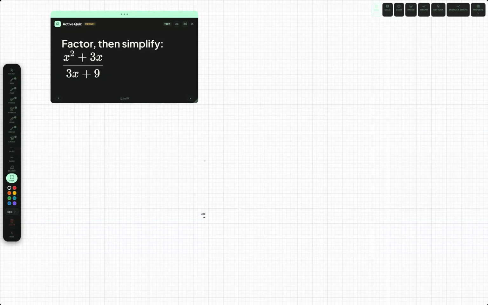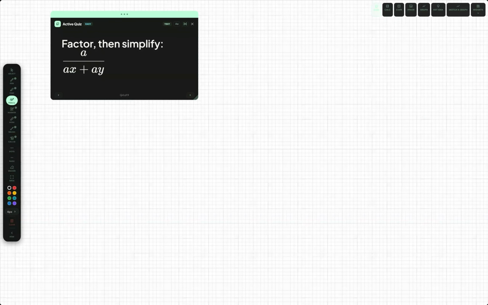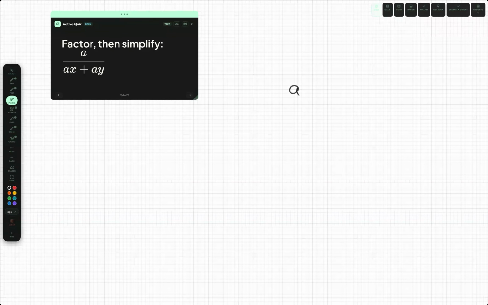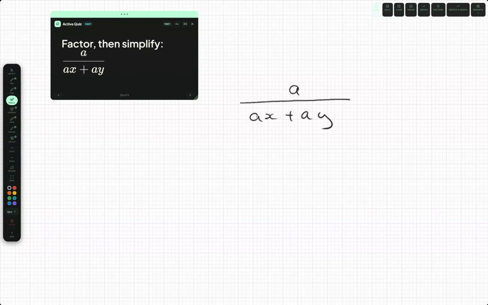Alright, let's get rid of all of this, and let's have a look at this one. So we have a, all divided by ax plus ay. Alright, so we're trying to cancel, and these questions kind of lead you towards an obvious solution.